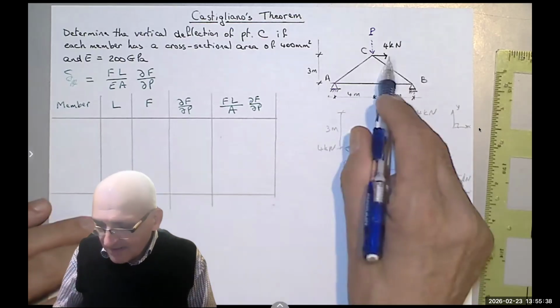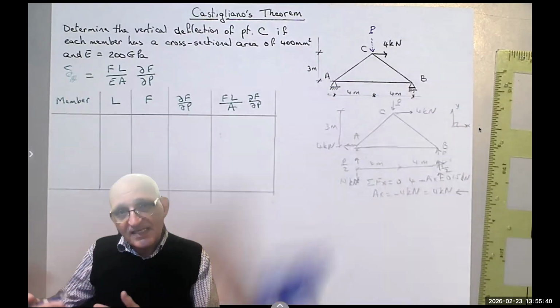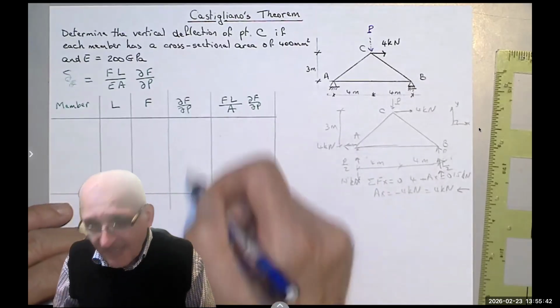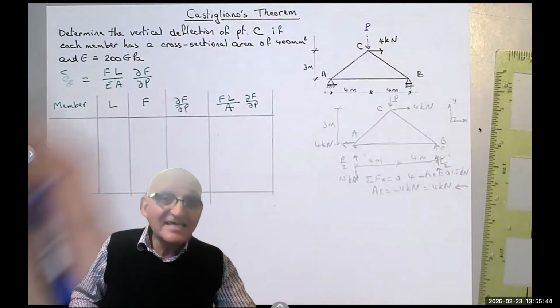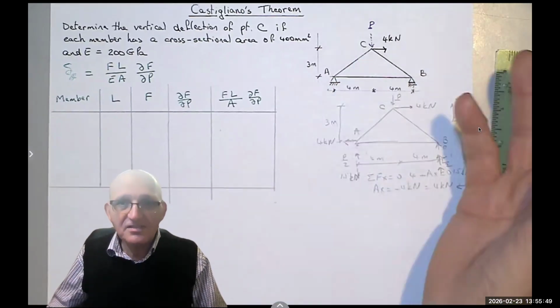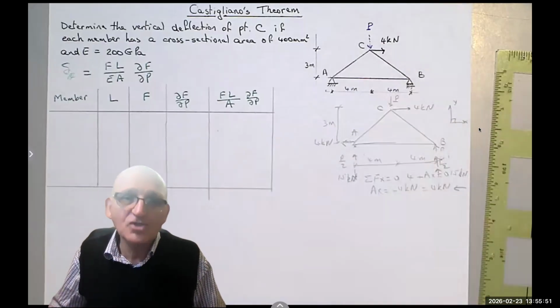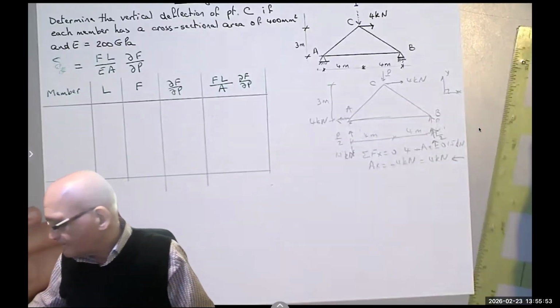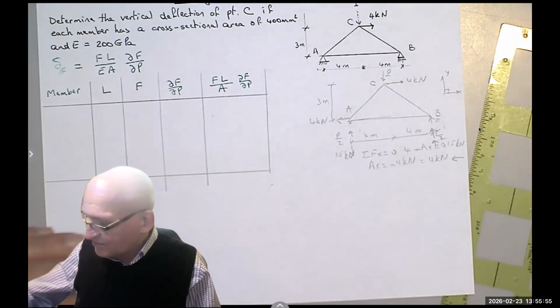So I'm going to keep it called P, so I can take the partial derivative, and then at the end, instead of deleting it, I'm going to replace it with 4. This one equals 0, so I'm going to replace it by 0, but this one is 4, so I'm going to replace it by 4. Should be pretty straightforward.